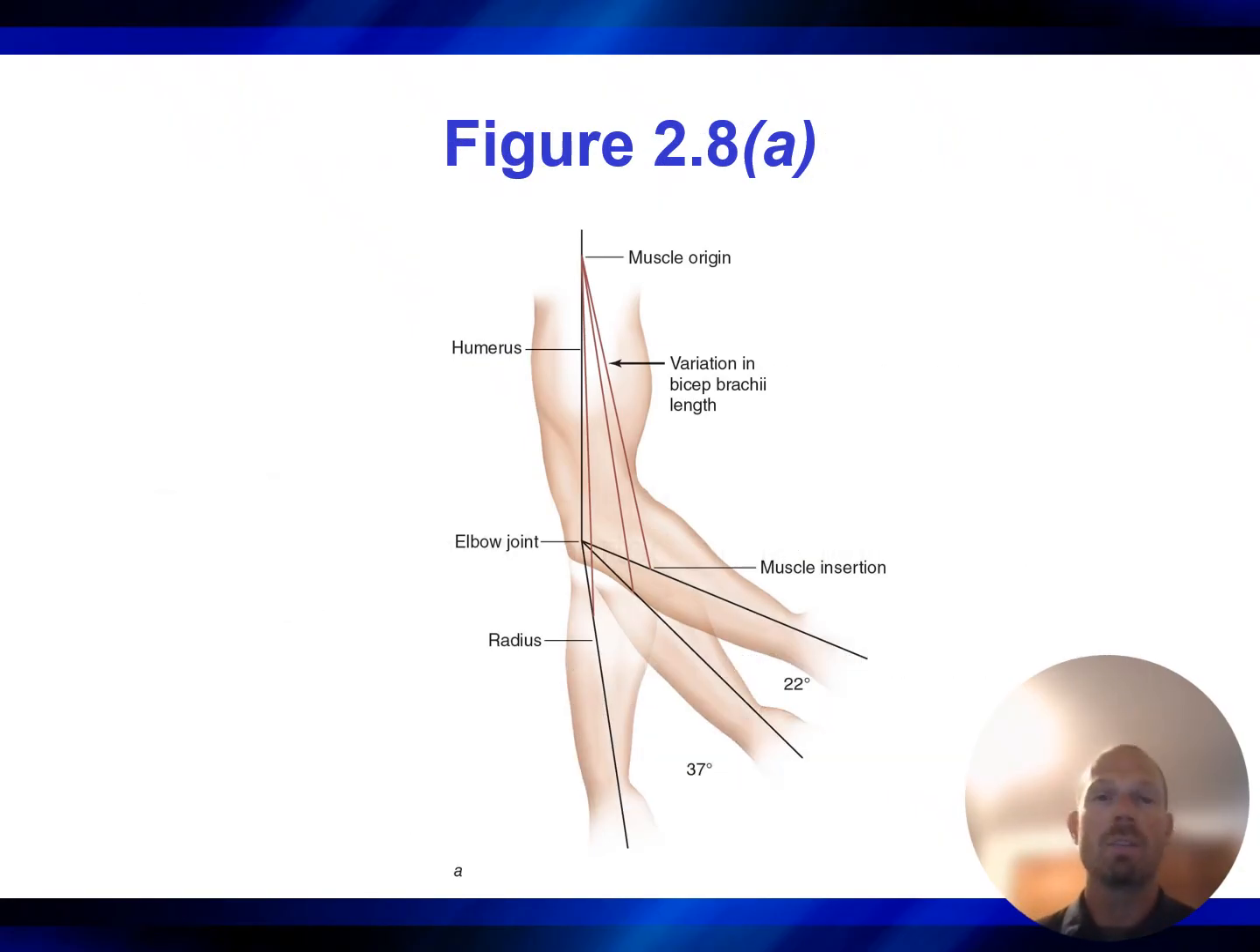In this diagram, the tendon inserts close to the elbow joint. Watch how a slight contraction creates a large sweep in joint angle, moving from 37 degrees to 22 degrees, favoring high velocity movements like throwing or sprinting.